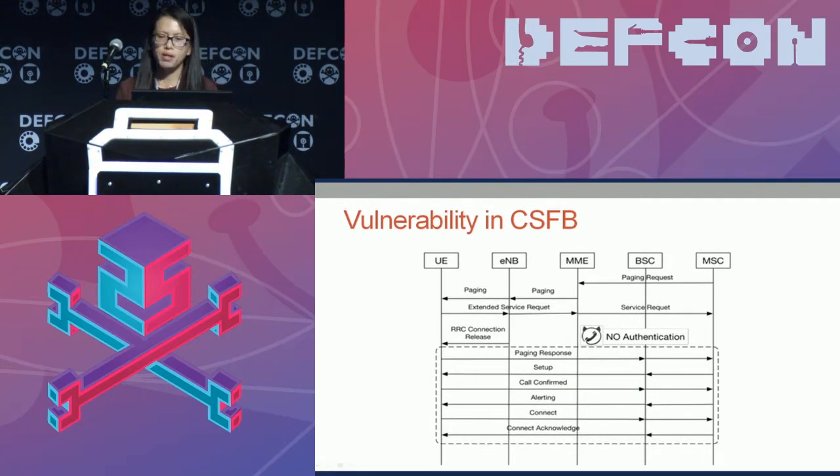In this step, there is another vulnerability we presented last year, that is the LTE redirection attack. This problem is still under discussion in standardization groups, and it hasn't been solved until now. When the UE falls back to 2G, it will send a paging response directly from the UE to the MSC. And from this step to the call setup, there's no authentication.